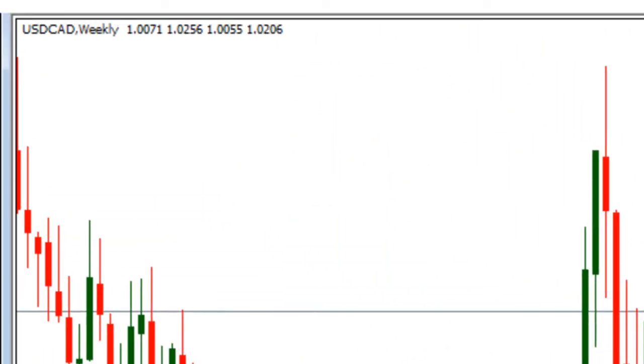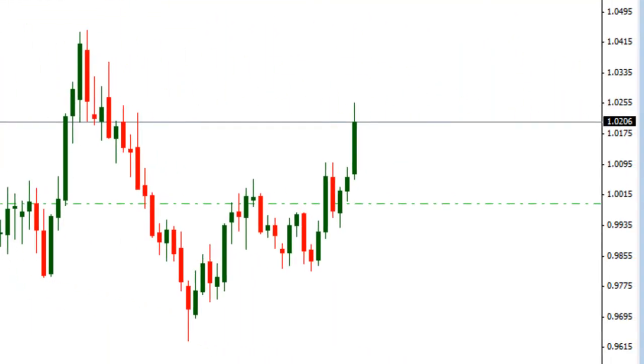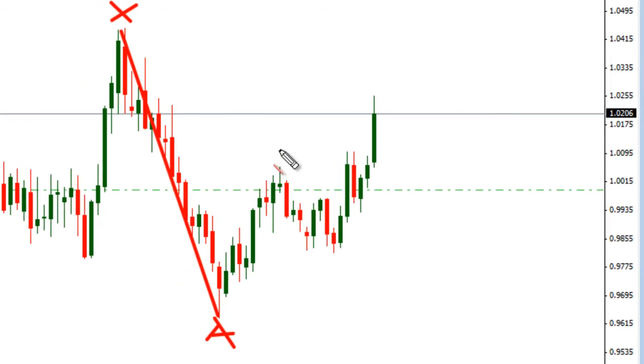On the USD CAD weekly time frame, there's the formation of what we call an emerging bullish Gartley pattern. Now let me demonstrate that to you here. So this is point X. X formed after this long bullish trend. Now this is point A. Connecting them together, this is the XA leg. Now this point is what we call point B. Connecting them together, this is the AB leg. So this area is called point C. Connecting them together, this is the BC leg.